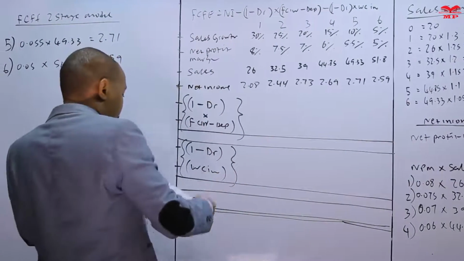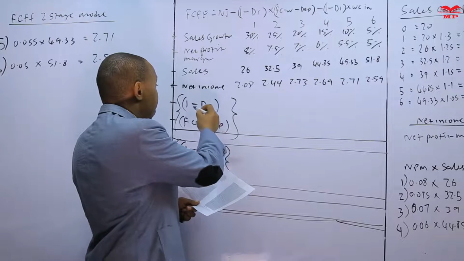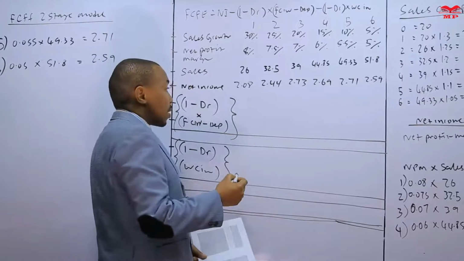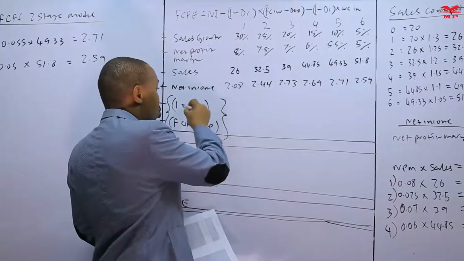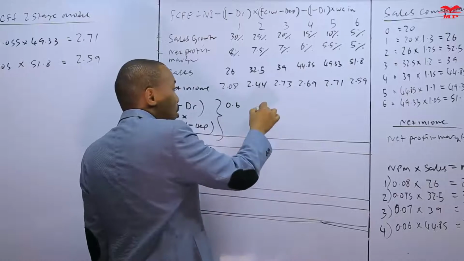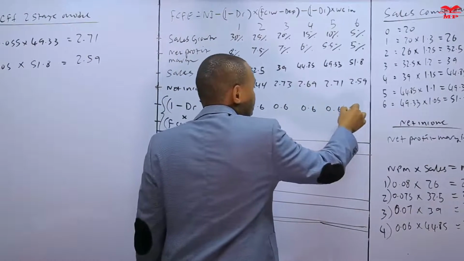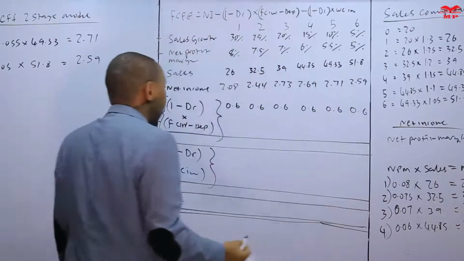The debt ratio we have been given in the question. Debt will finance 40% of the investments in net capital and working capital. Meaning what? Meaning that 1 minus 40% is 60%. So you can confidently put 0.6 here, because that one is constant. 0.6, 0.6, 0.6, 0.6, and like that.